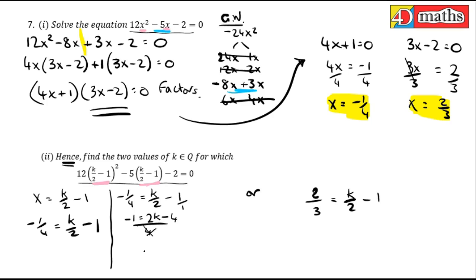Okay, so we can ignore the 4. What I have is 2k. If I bring the 4 over to the other side, it becomes a plus 4, so this becomes 3. And so k is equal to 3 over 2.